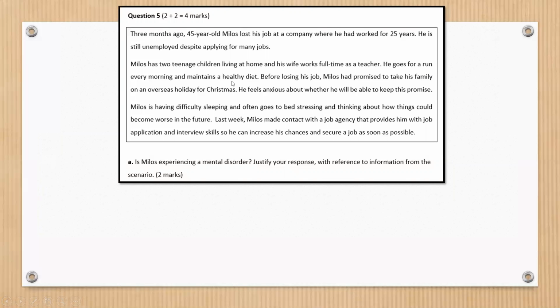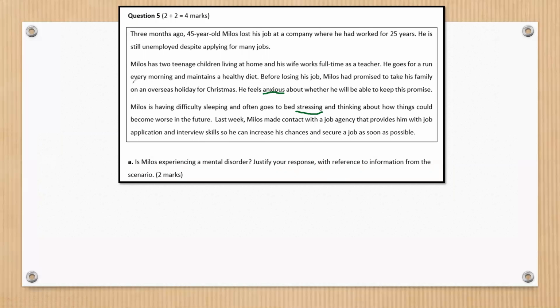He goes for a run every morning and maintains a healthy diet, so that's looking good. Before losing his job, Milos had promised to take his family for an overseas holiday for Christmas. He feels anxious about whether he'll be able to keep his promise. Milos is having difficulty sleeping and often goes to bed stressing and thinking about things that could go wrong, how things could become worse in the future. Last week, Milos made contact with a job agency that provides him with job application and interview skills so he can get a job as soon as possible.